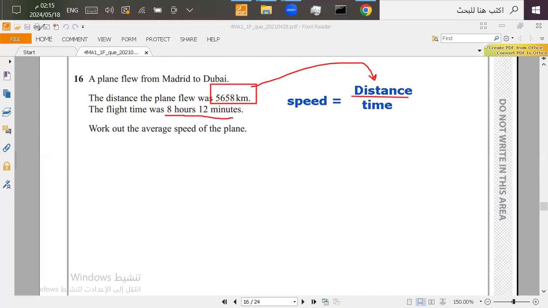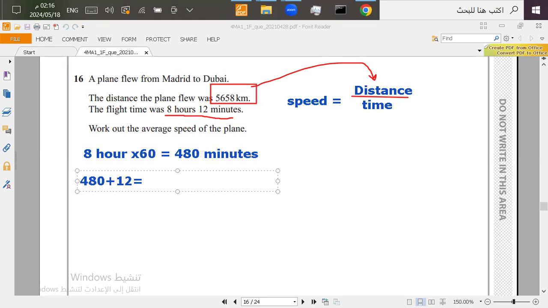I can do something else in which I say that 8 hours, I want to turn it into minutes. I'm going to multiply it by 60. I'm going to get the minutes. So 8 times 60 is going to be 480 minutes. Now I have it in minutes. I'm going to add the 12 minutes that I have. So 480 plus 12 will give me 492 minutes. Now I know that the whole journey took 492 minutes.